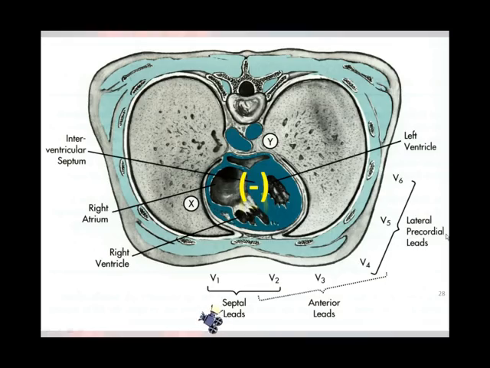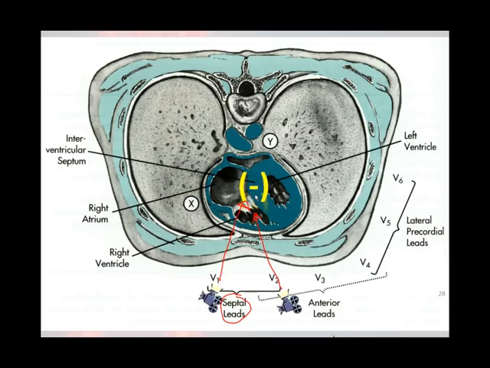We're going to start off with V1. V1 is going to look from the left side of the sternum directly into the heart right here. V2 is also going to look from the right side of the sternum, in the fourth intercostal space, directly into the heart. Now, ideally, these are considered septal leads because primarily you are looking at the interventricular septum. That's where the central terminal is located.